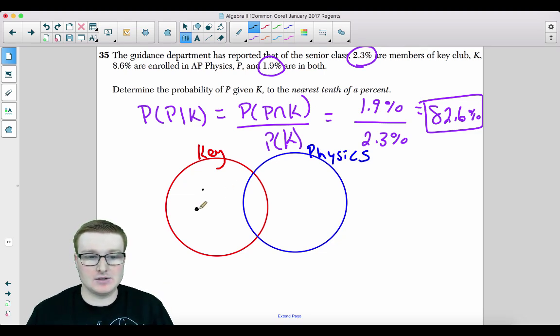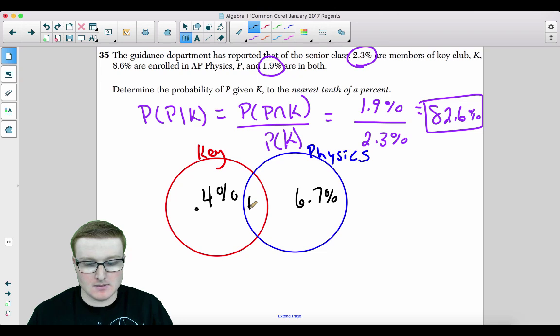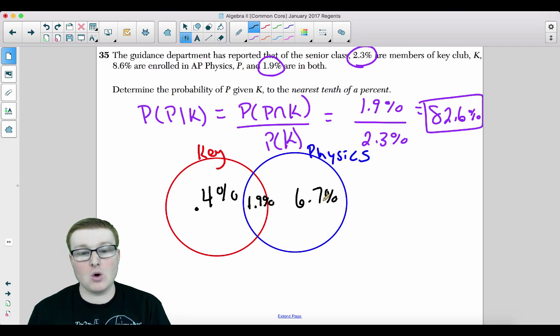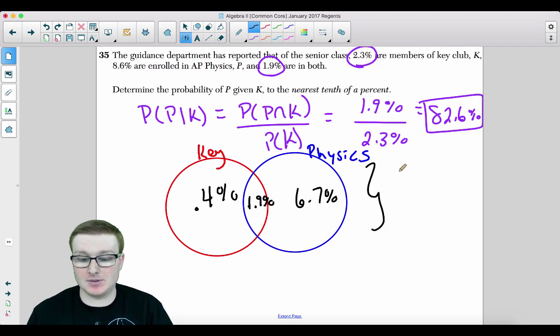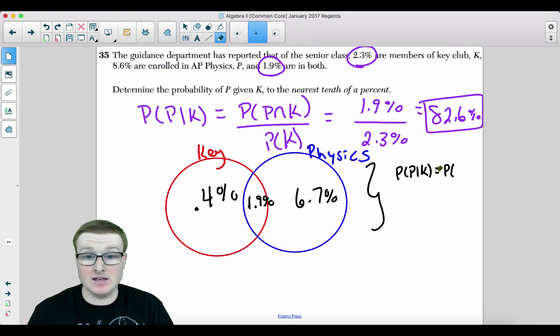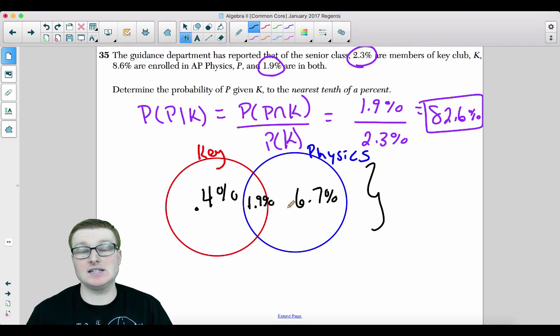So, let's see here. There's 0.4% in Key Club. There's 6.7% in physics. And there's 1.9% enrolled in both. All I did to get these things on the outside is just subtract from the original what they gave, okay? So this is just the same thing as the top. The probability of P given K is equal to the probability of what is given at the top. So that is just a little figure just in case you wanted to see what was going on there.